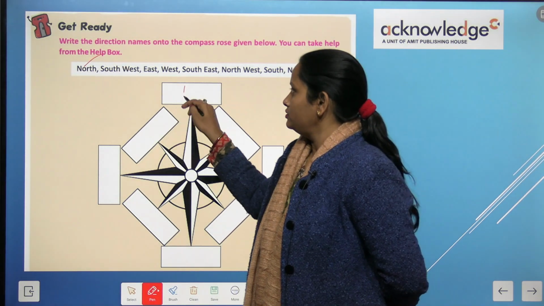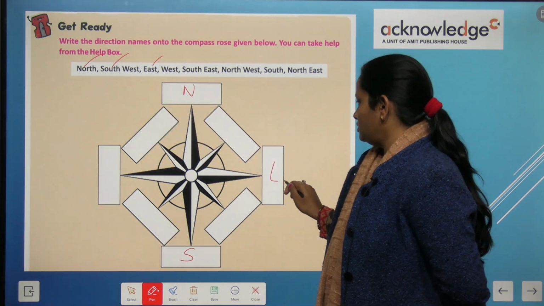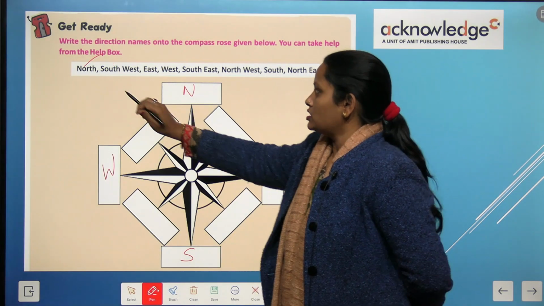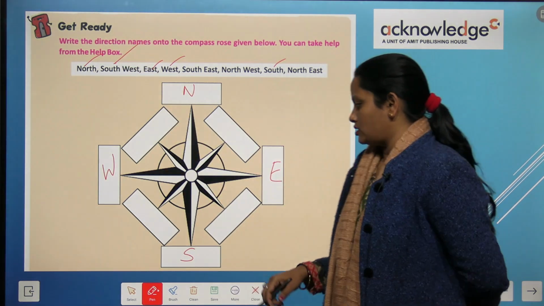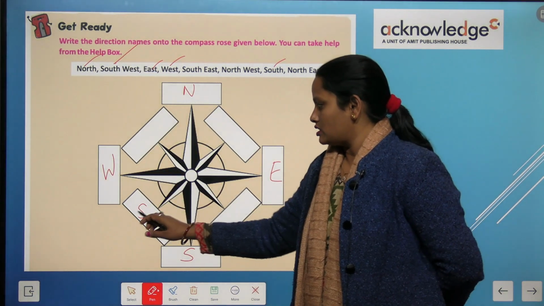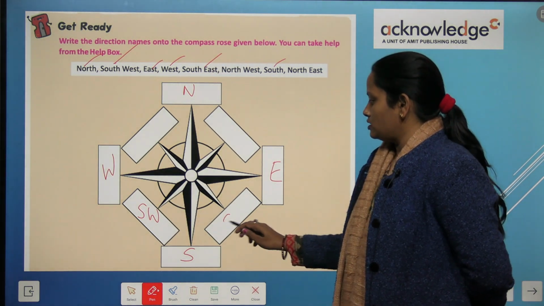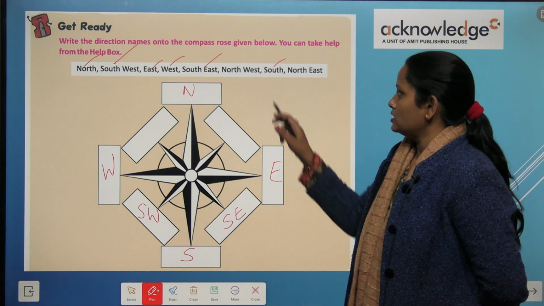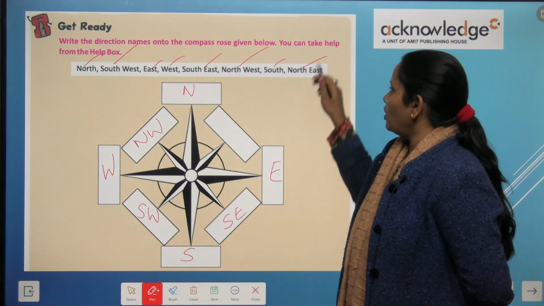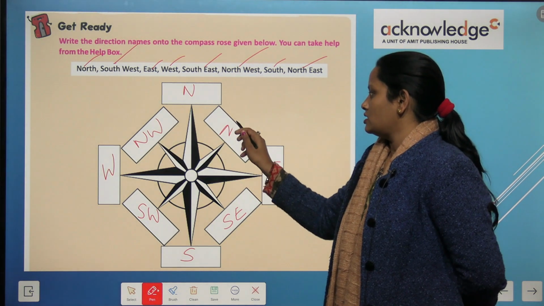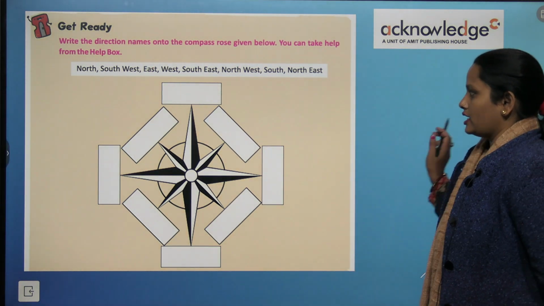So north, south, east, west. This is north, east, west and south. South, west. So between south and west, this is southwest. Southeast, south and east. Between south and east, it is southeast. Northwest, between north and west, it is northwest. And northeast, between north and east, it is northeast. So we have done this exercise.